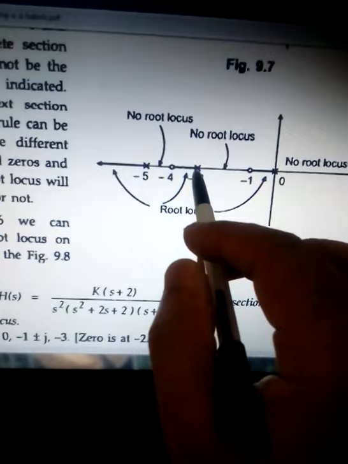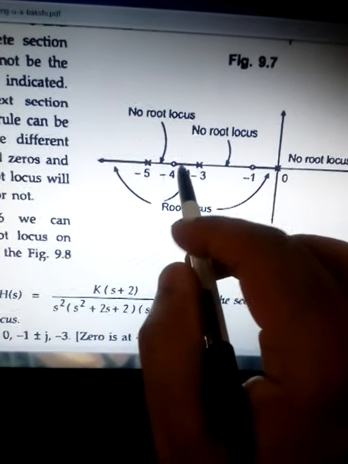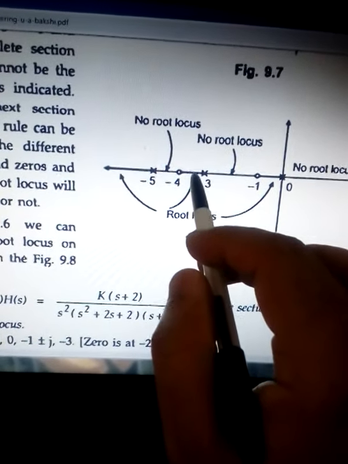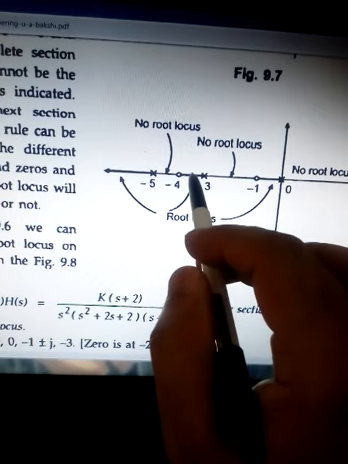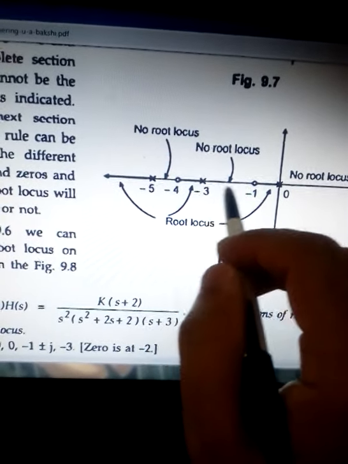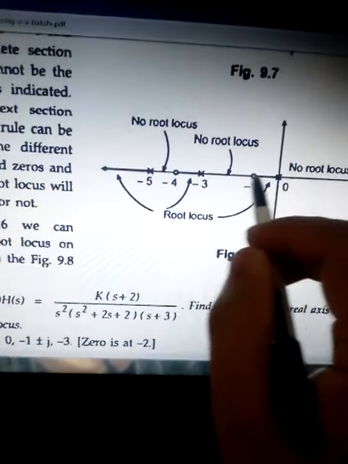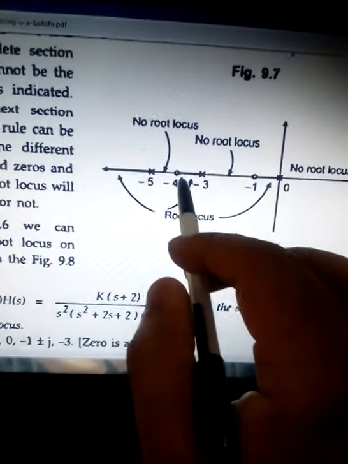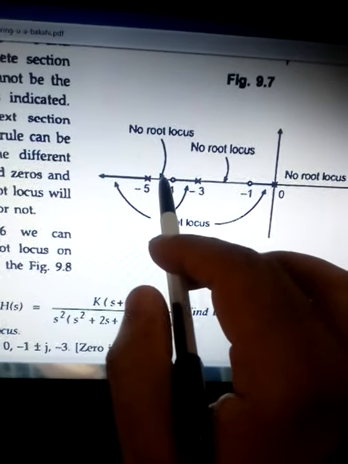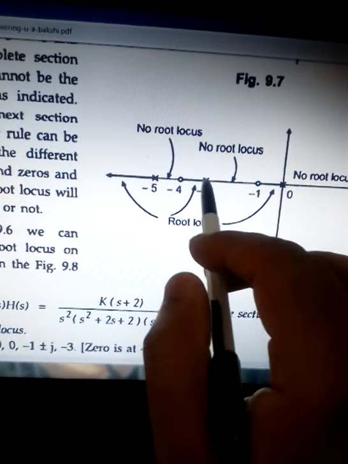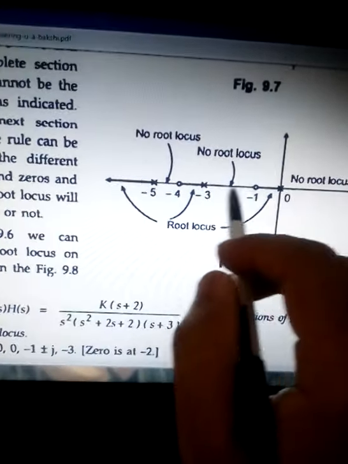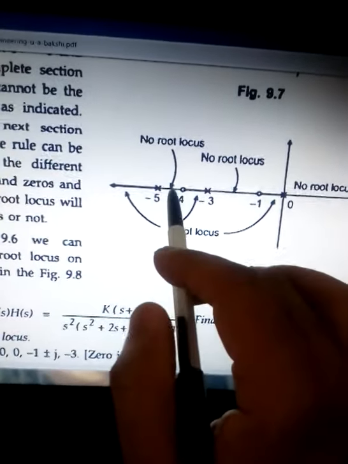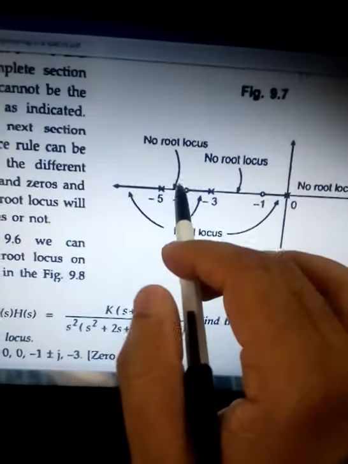Now I'll check between -3 and -4. I'll stand at this point. Again I'll check the RHS and the number of poles and zeros: 1, 2, 3. So the sum is again odd, so root locus exists. Now I need to check between -4 and -5. So 1, 2, 3, 4. As the sum is even, I can say there will not exist any root locus.